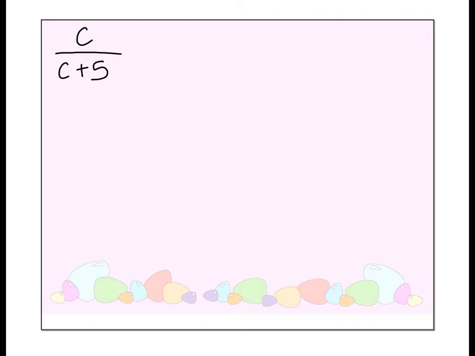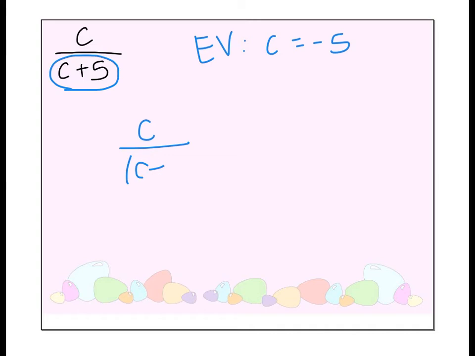Okay, our next example is c divided by c plus 5. Let's start with our excluded value again. You always want to do the excluded value before you simplify. So in this case, c would have to be negative 5. And now, well, the top is just c, I can't simplify that. And then even looking at this c plus 5, there's no GCF, there's no other way to simplify. So in this case, I cannot simplify the rational expression any further. So that's my final answer.